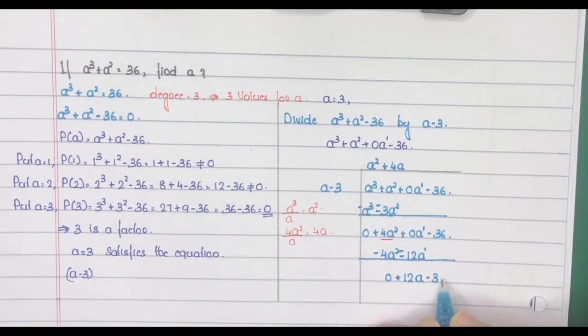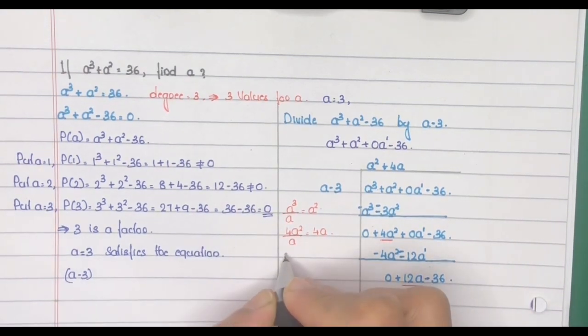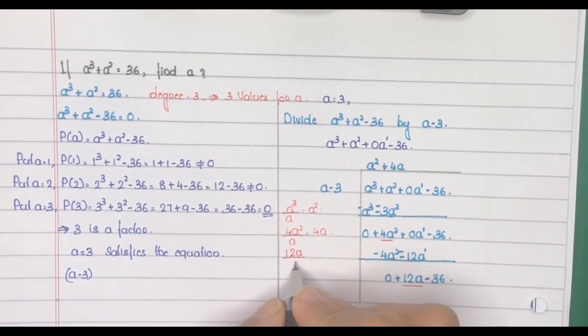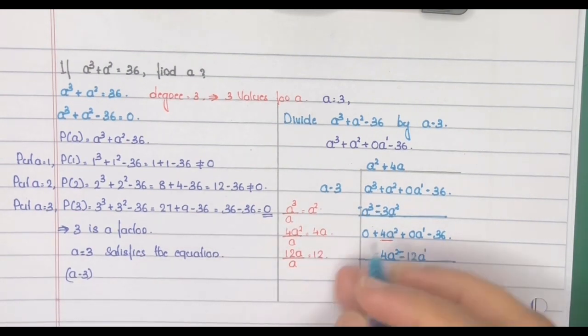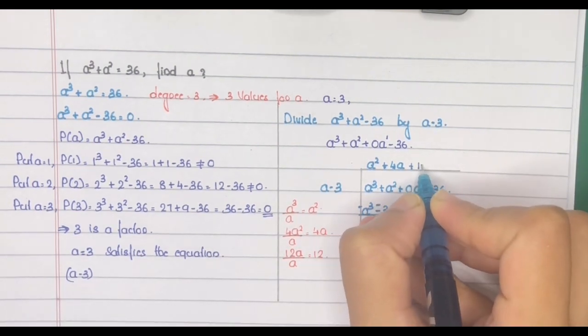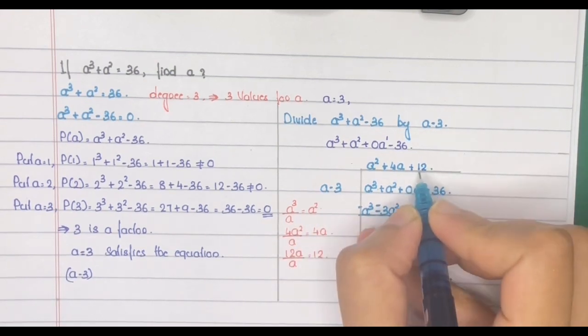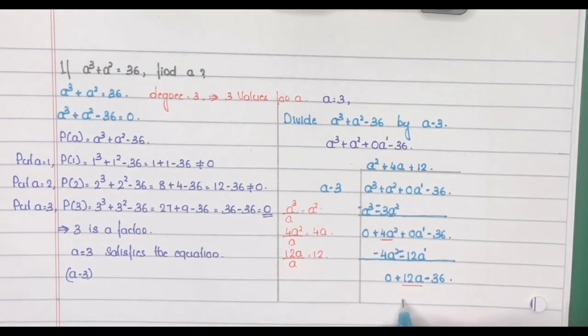minus 36. Now the first term of the new dividend is 12a. So 12a by a is equal to 12. That is the third term of the quotient. Plus 12, 12 into a minus 3. 12 into a is 12a.